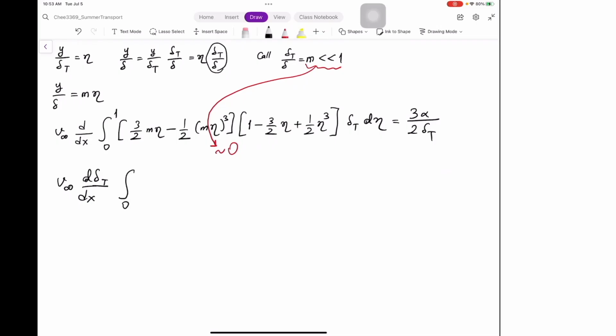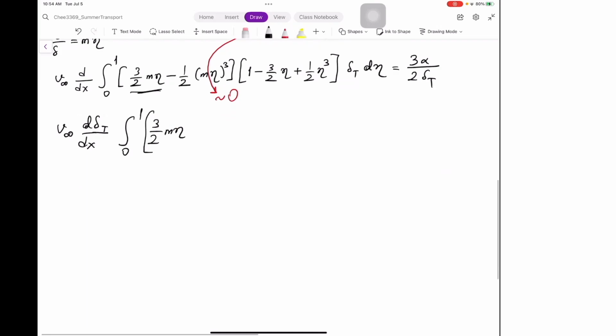Integral 0 to 1, 3 over 2 m eta. I just multiply everything with this term. Minus 9 over 4 m eta squared plus 3 over 4 m eta to the 4, right? d eta.